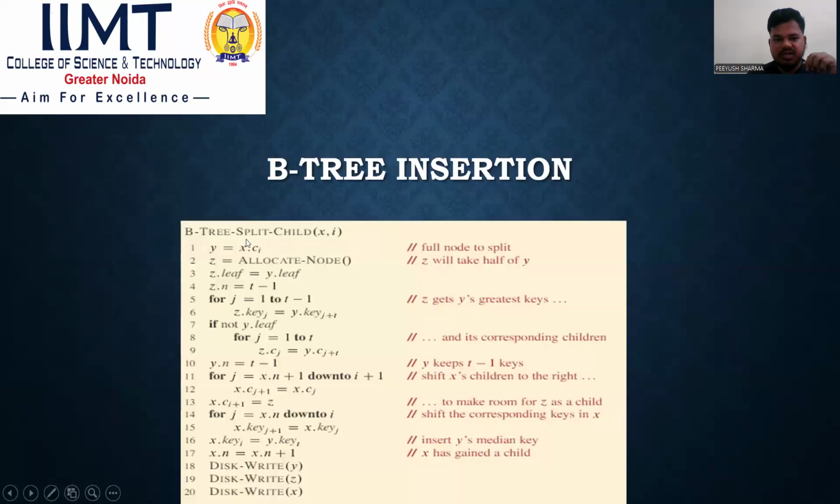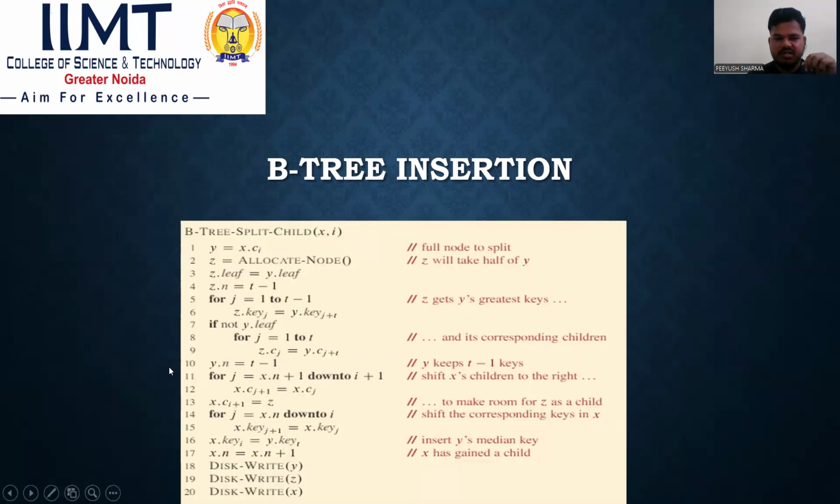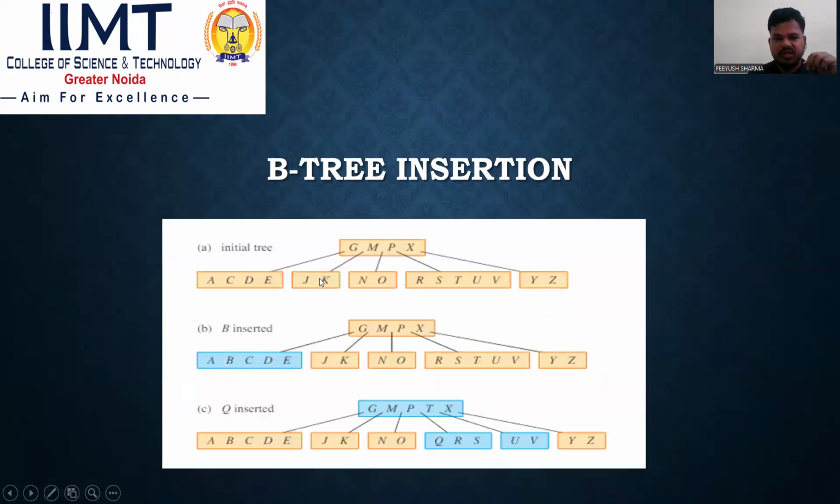So after splitting, here is the algorithm for how this node is split, and after that we will see how keys are inserted. Let us see with an example. Here is the initial tree, right? And we are inserting B into that particular B tree.